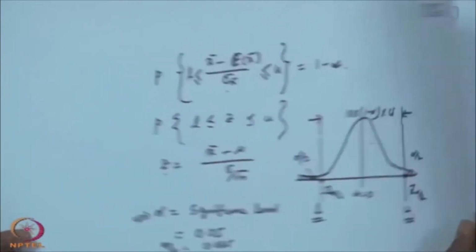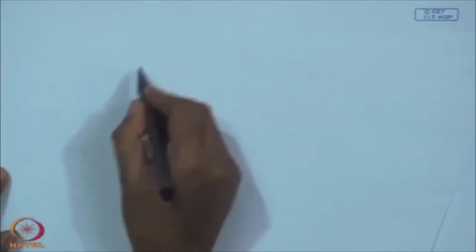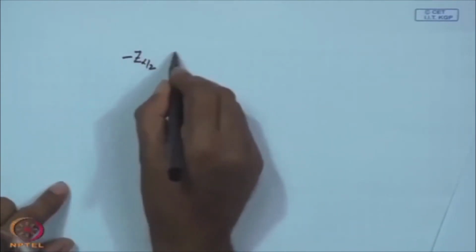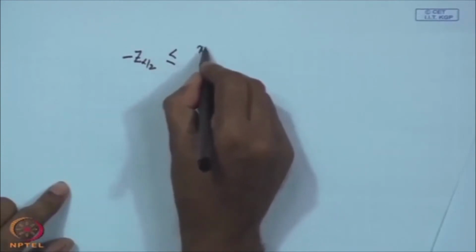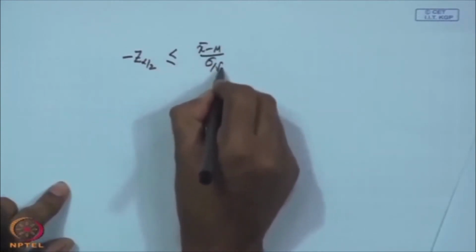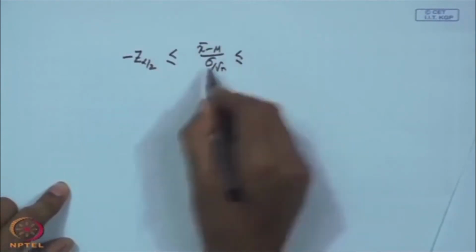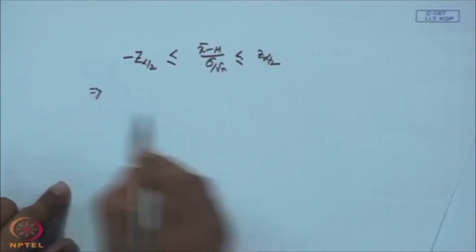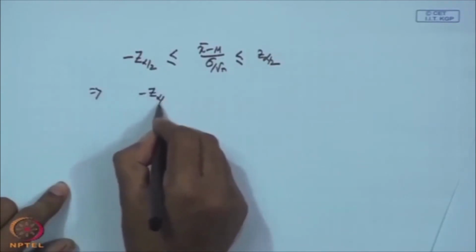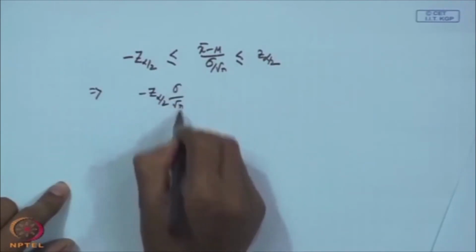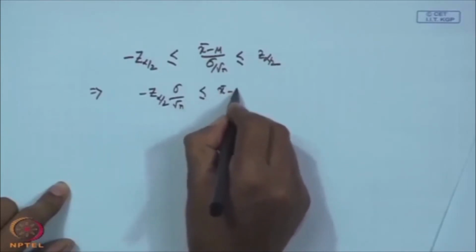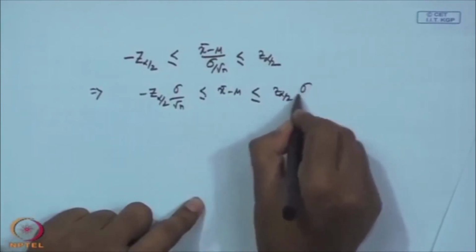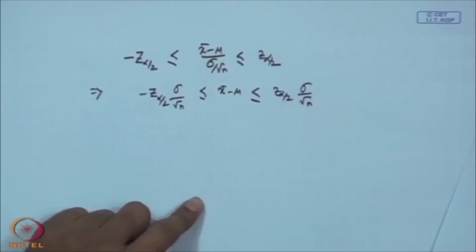So, then mathematically what is happening here? Mathematically, L is minus z alpha by 2, and this will be less than or equal to (x bar minus mu) by (sigma by root n), which is less than or equal to plus z alpha by 2. Now, if you rearrange this, what you are getting? Minus z alpha by 2 sigma by root n less than or equal to x bar minus mu less than or equal to z alpha by 2 sigma by root n.